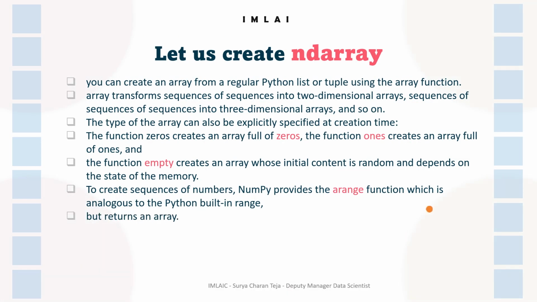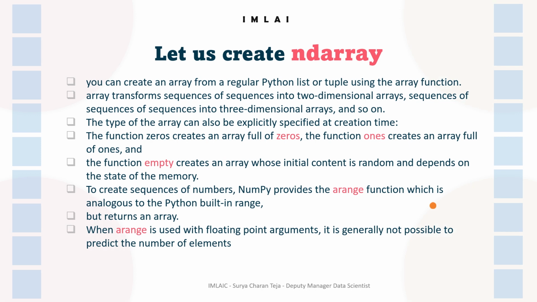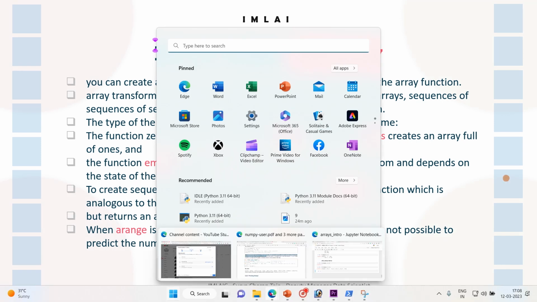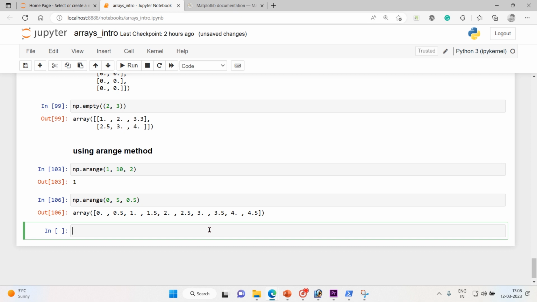So now we have one more method. When arange is used with floating point arguments, it is generally not possible to predict the number of elements obtained due to the finite floating point precision. For this reason, it is usually better to use the function linspace, which receives as an argument the number of elements that we want instead of the step. So let's do that.